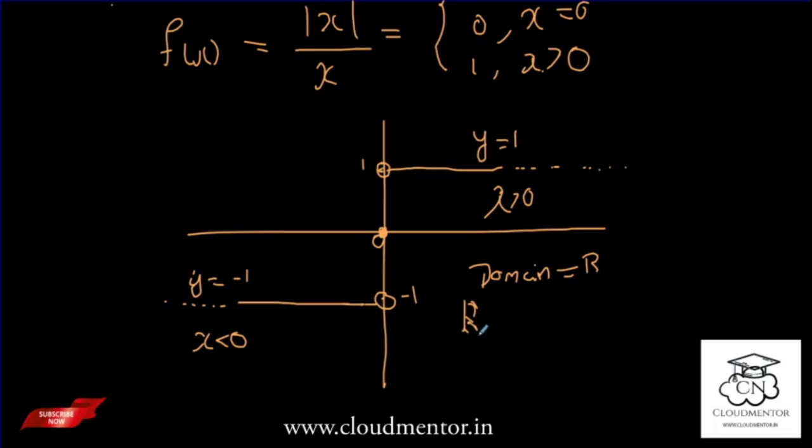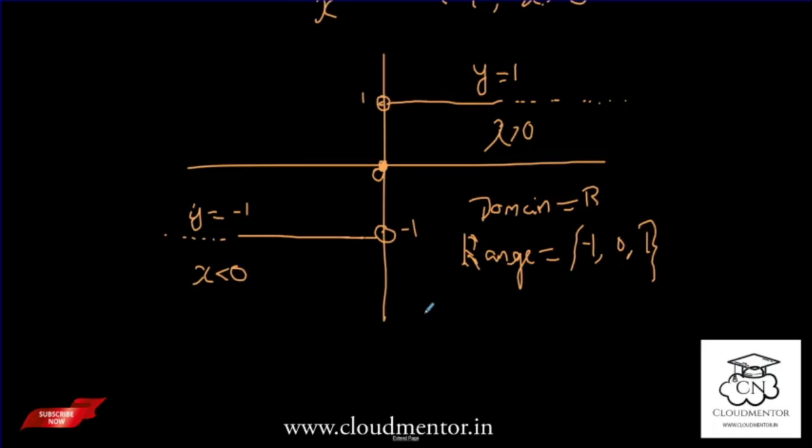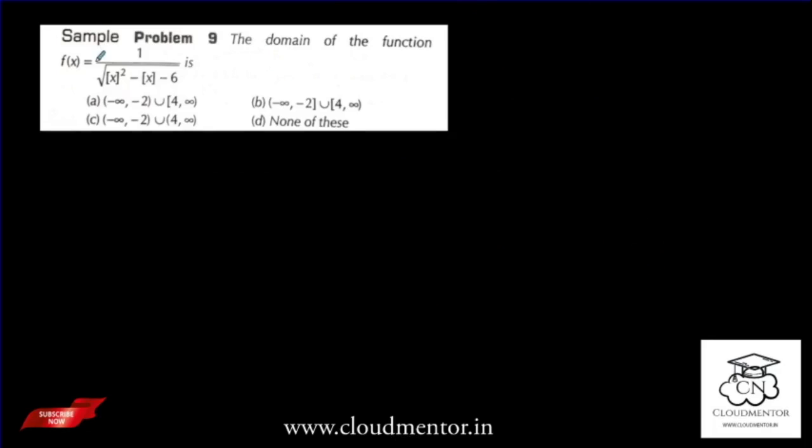Range equal to set of minus 1, 0, and 1. Okay, so let's move to a problem. The domain of the function f of x equal to 1 by root of greatest integer x square minus greatest integer x minus 6 is what?